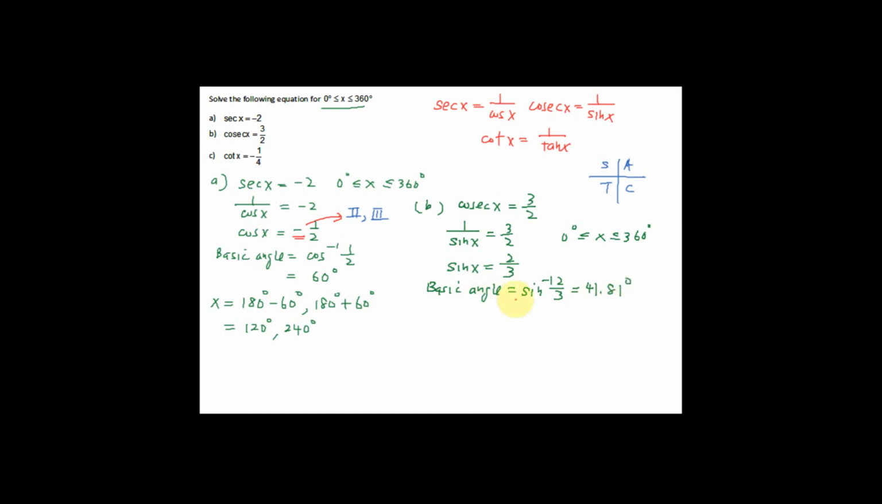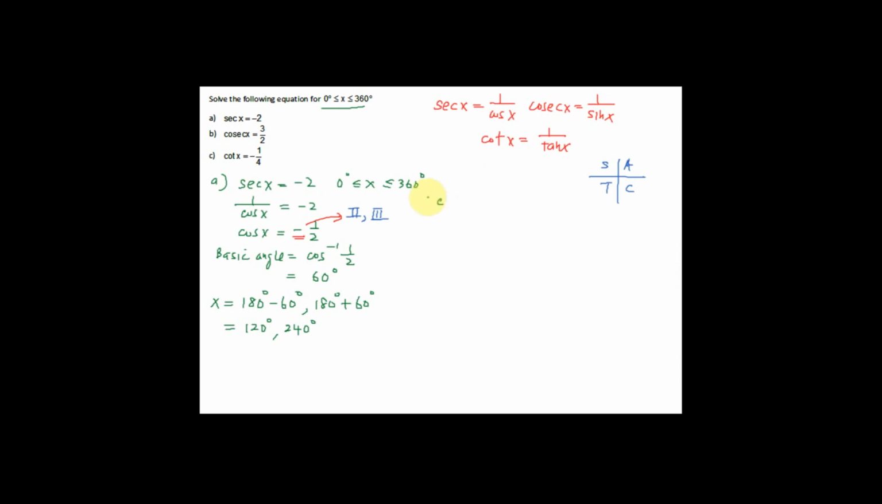The third step now, look at your sine x, which is positive. Positive will be the first and second quadrant. Therefore, your x will be in the first quadrant, which is 41.81 degrees, and the second quadrant is 180 minus the basic angle, 41.81. So the final answer, x is 41.81 degrees and 138.19 degrees.